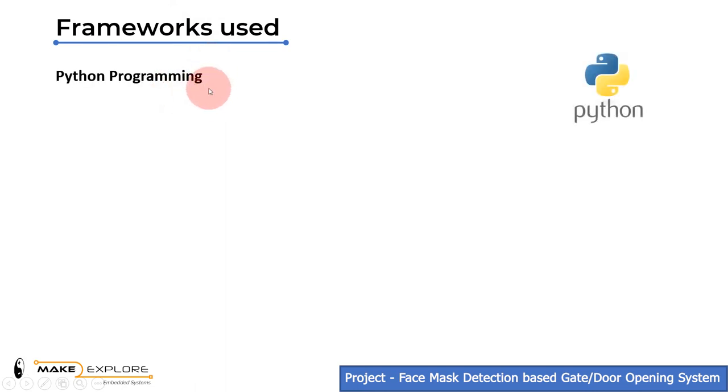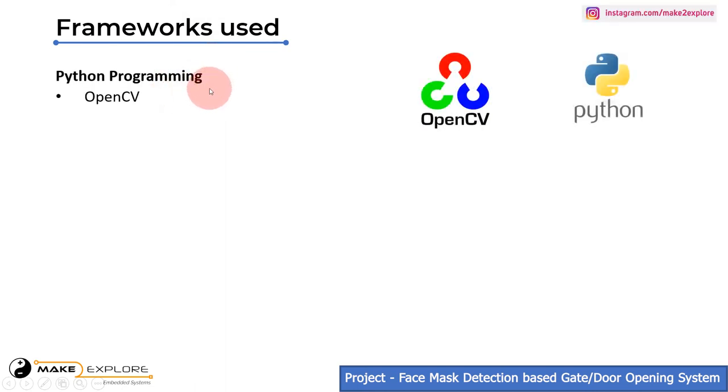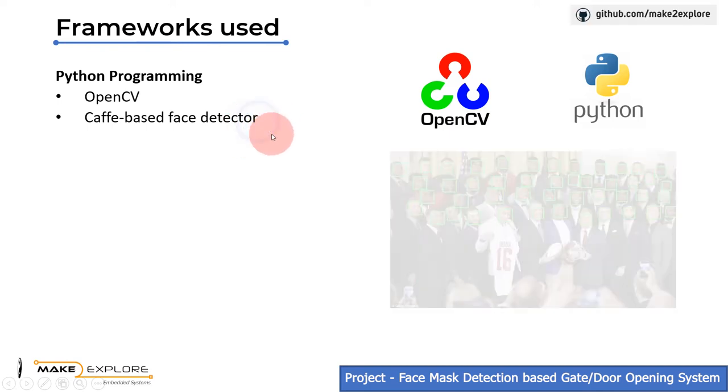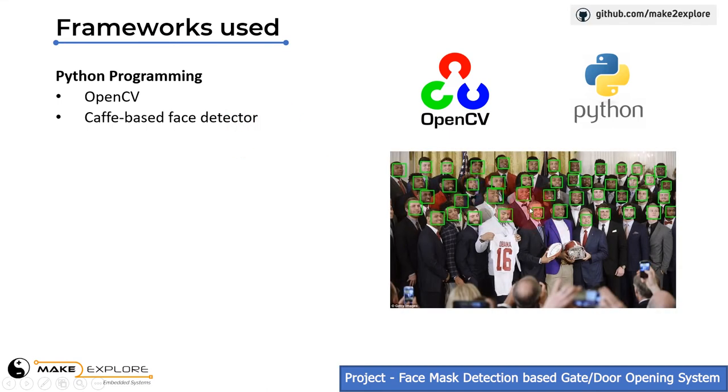We will use Python coding for this project with OpenCV, an optimized computer vision programming library. We will also use a Caffe-based face detector to detect faces in the frame, then to extract the respective ROI. Caffe is a fast, modular, optimized deep learning framework.